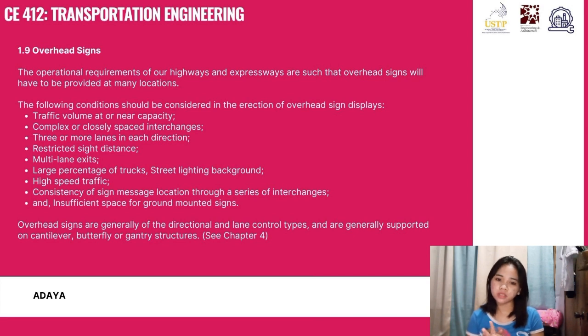And the next is a large percentage of trucks. If there are a lot of trucks on the road, smaller ground signs can get blocked, so overhead signs stay visible. Then street lighting background, high-speed traffic, consistency of sign messages, and locations through a series of interchanges. And lastly, insufficient space for ground-mounted signs. Some places just don't have enough room beside the road for signs, so putting them above is the best option. Overhead signs of the directional and lane control type are generally supported on cantilever, butterfly, or gantry structures that we can see in chapter 4.